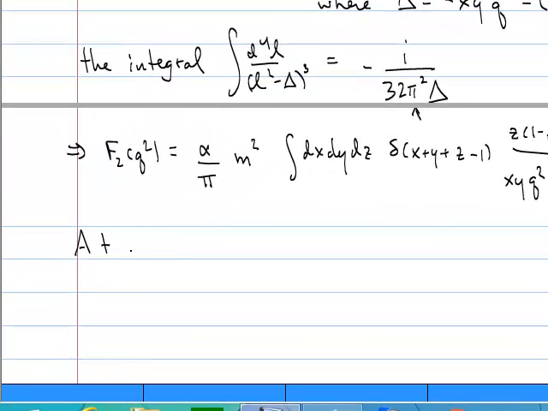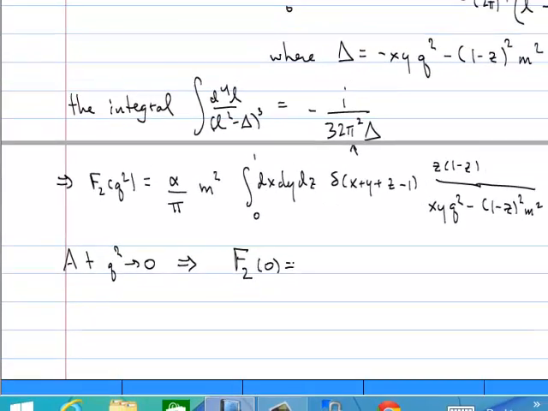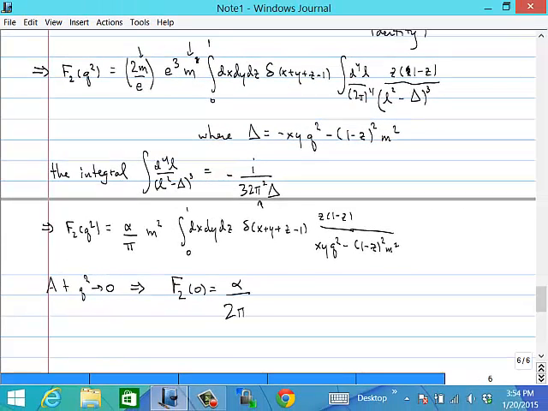In fact, as q squared goes to 0, all of the complicated terms in this denominator cancel out, and you're left with a very simple integral. So you just get an integral dx, dy, dz of that delta function of z divided by 1 minus z. That's a straightforward integral to do. It just gives you actually a factor of 1/2. And so you get F2 of 0 is given by alpha over 2 pi.